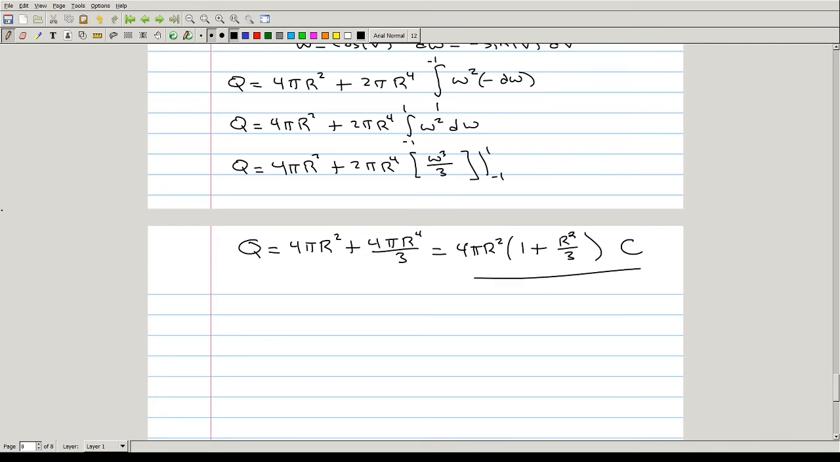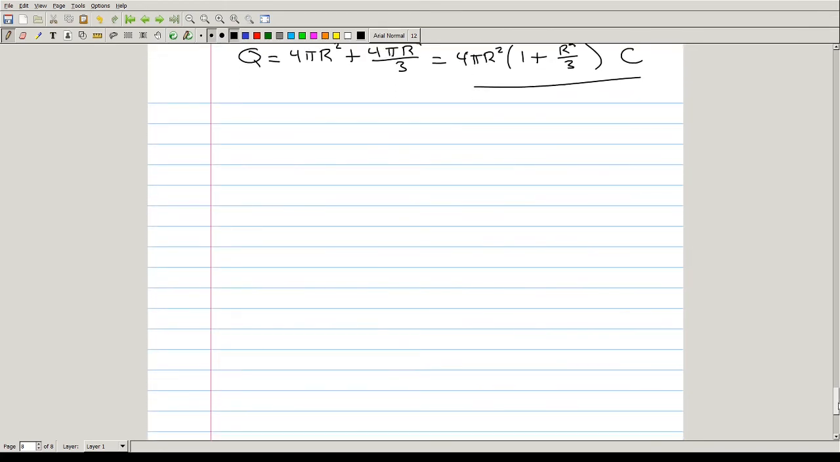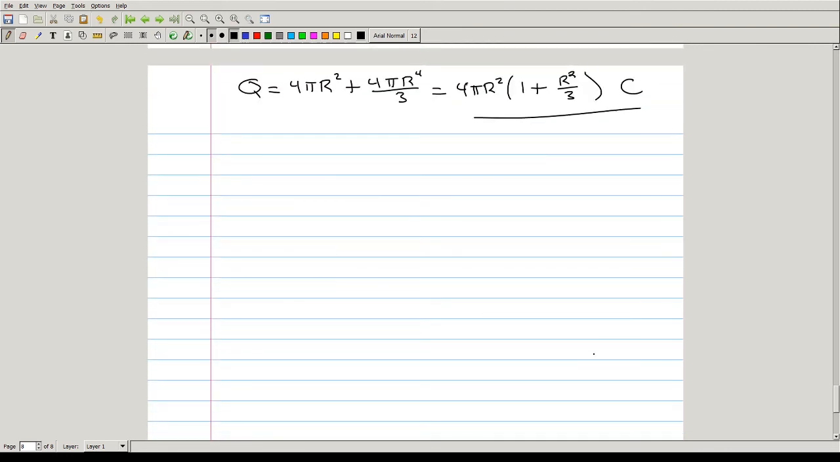So this is the total electric charge on the sphere. And this is really, really nice. It's showing that we can directly go through and use this idea of the surface integral.